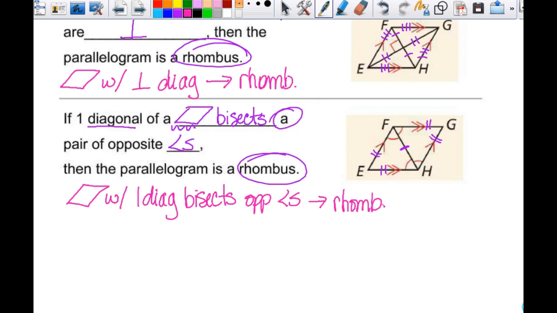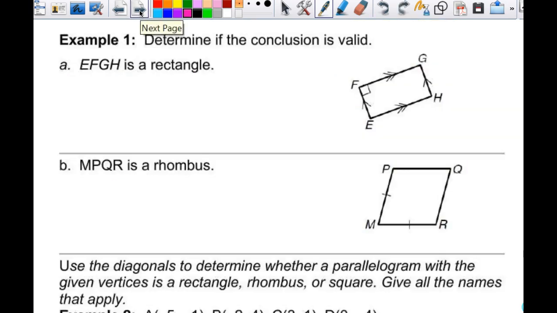All right. So looking at this, it says determine if the conclusion is valid. So this is different than a show question. A show question means we know it's true, show me why. This says determine, which means the answer could be yes, it could be no. And so we have this picture, and then it says EFGH is a rectangle. So based on what you know, do you feel like that is a valid conclusion here? Yes. Okay, so we're going to say yes.